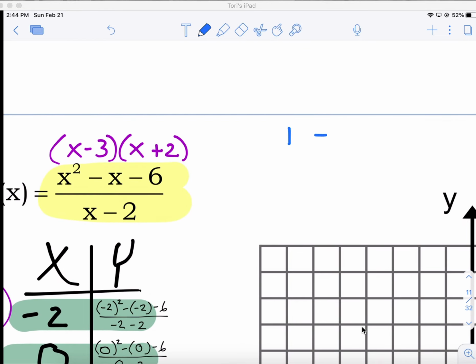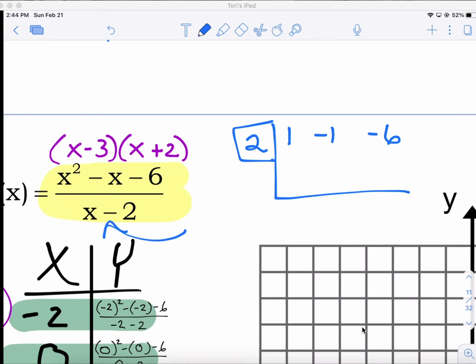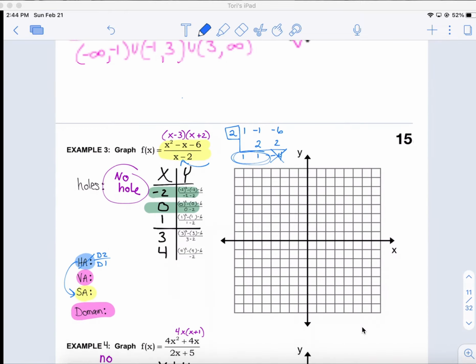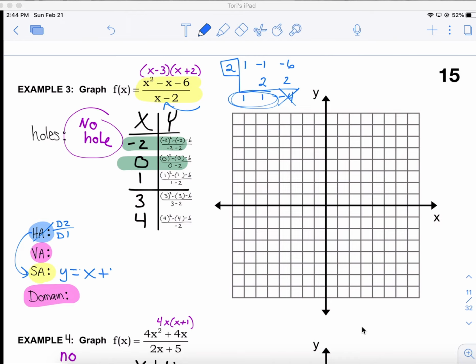So 1, negative 6 is on top. Divided, change the sign, checking a 2. It's the opposite sign of this guy. Bring it down, multiply gives me 2. Add it, multiply it, add it, and we don't care about the remainder. So this right here is my slant asymptote. So remember that that is y equals x plus 1.